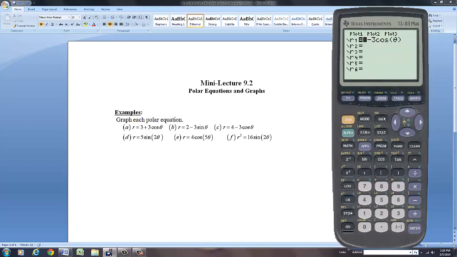Okay, go to the next one. Clear this. So now for D, r is equal to 5 sine of 2 theta.